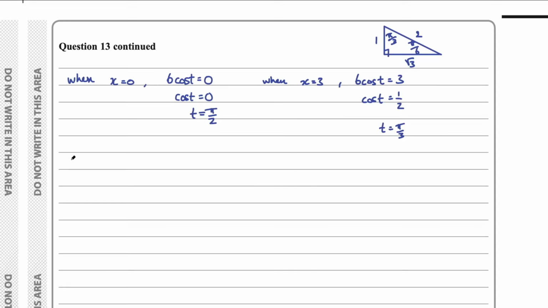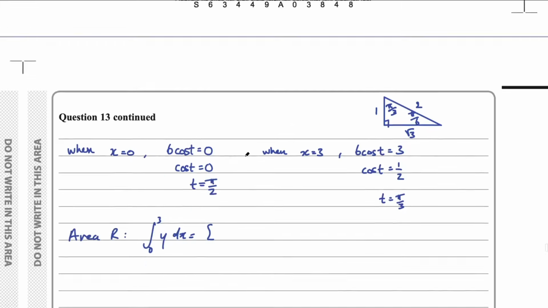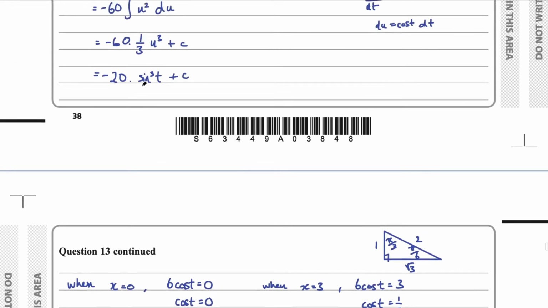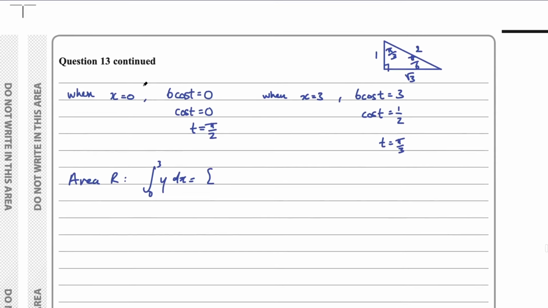So now our area R, we can look at. Area R is going to be the integral from 0 to 3 of y with respect to x. And this is equivalent to the integral we've found, which is negative 20 sine cubed t. And here's a slightly confusing step. Remember, pi on 2 is equivalent to x equals 0. So that is actually our lower bound here.